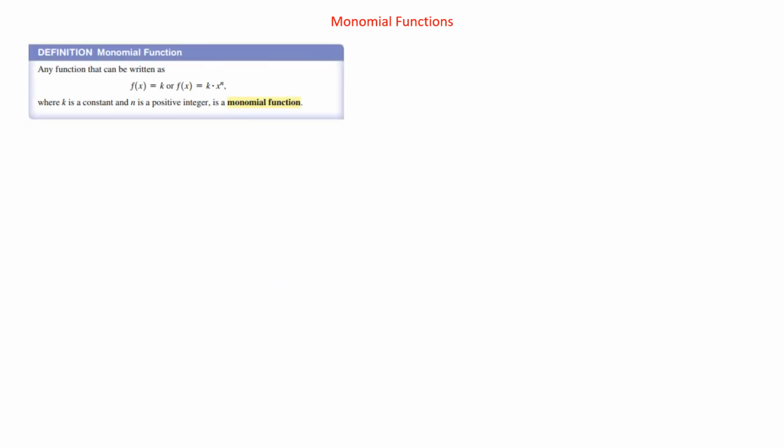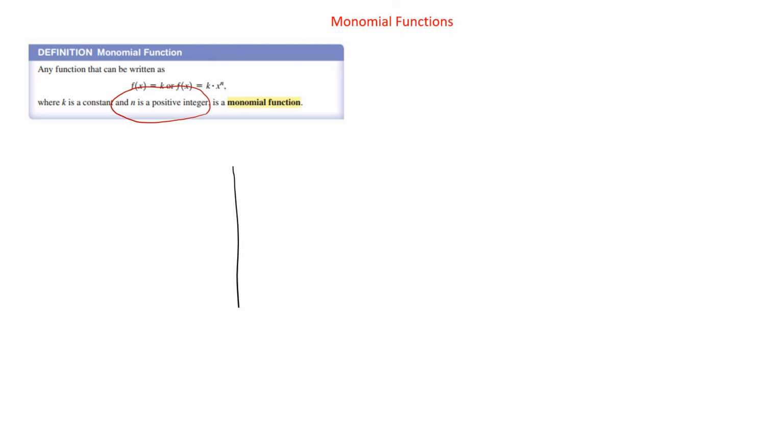Monomial functions. A monomial function looks like a power function, but the exponent n has to be a positive integer. So we don't have the negatives, we don't have the decimals or anything like that. When we're looking at monomial functions, there are 2 different shapes.